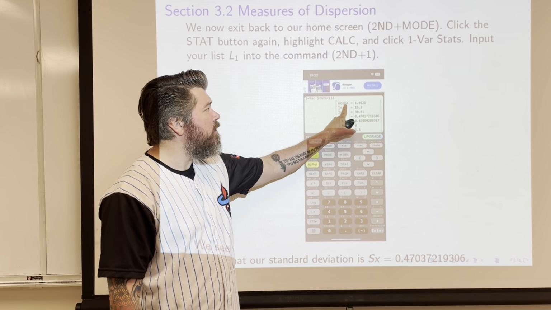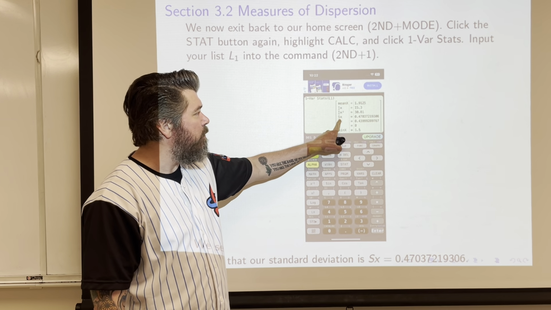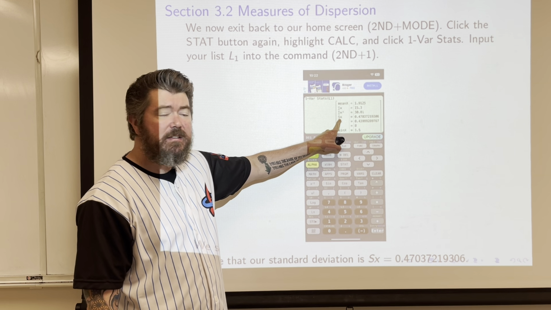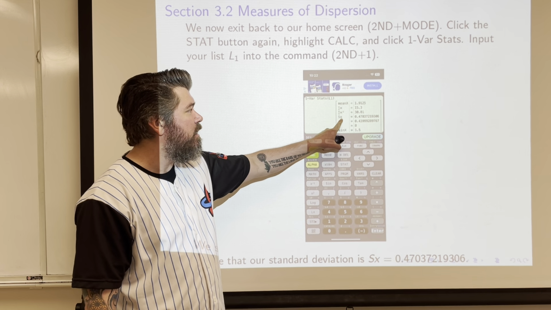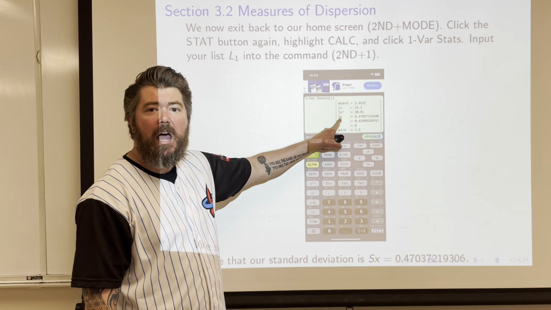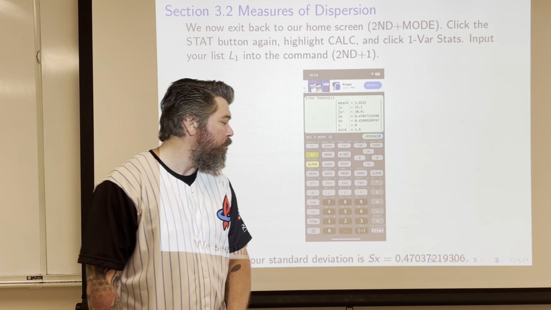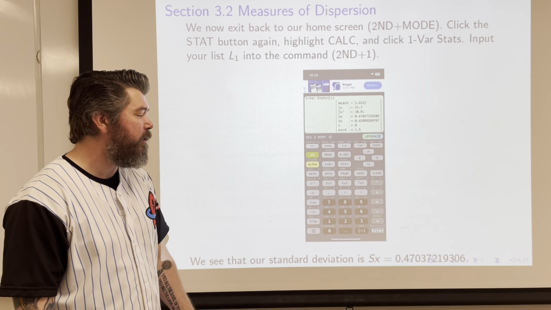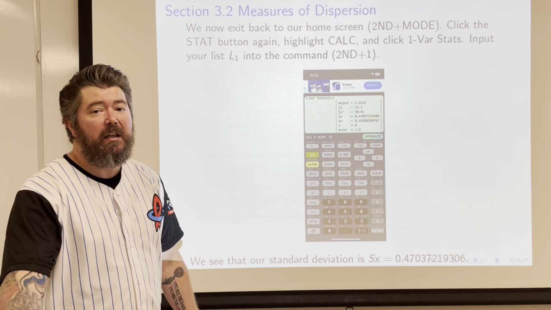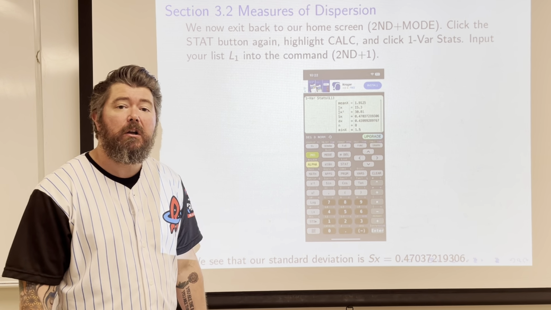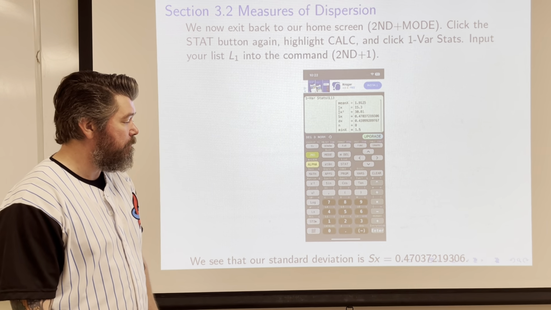Now, we could look at the mean. This is what we did in the last section, but we're going to be more interested in our Sx value here. This is the standard deviation of our x values. This is how your calculator denotes it. And we see that it's equal to 0.47037219306. And again, the book and homework will tell you how to round these values when they want them.